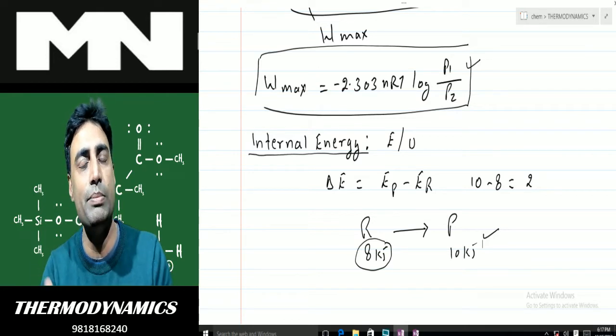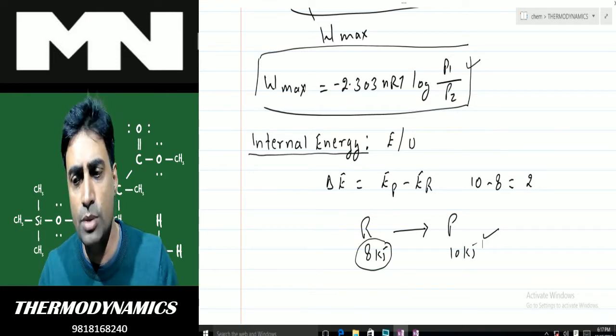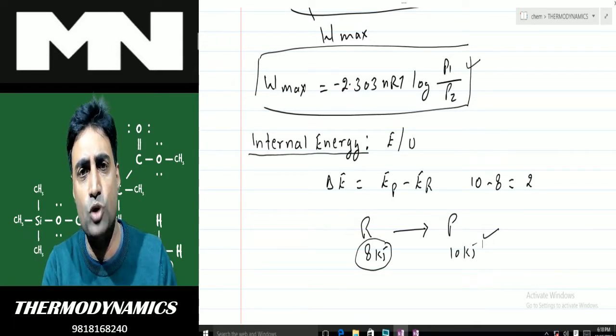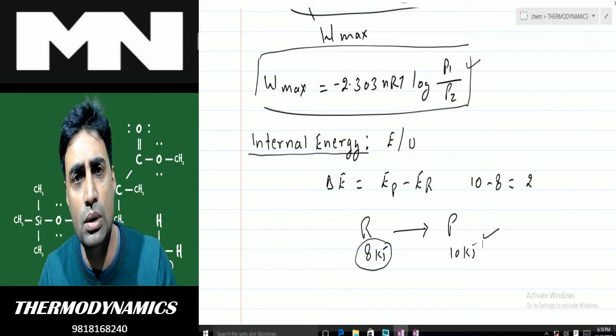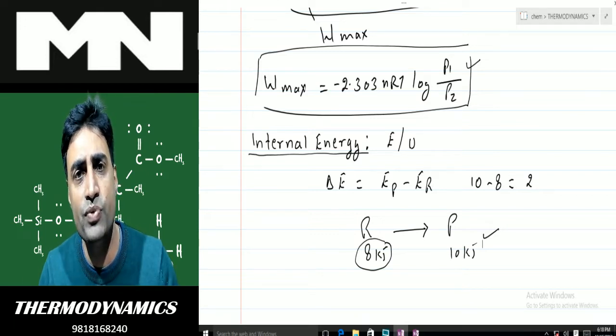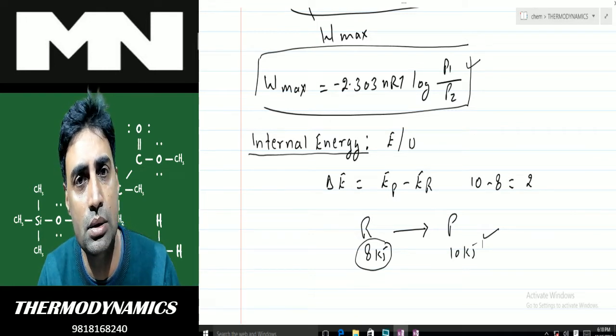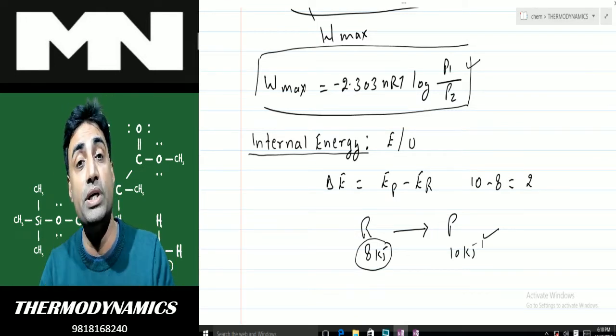That heat I can easily measure by calorimeter. Suppose I have got 10 grams of water and I am burning that coal by absorbing the heat which is given out by the coal. The temperature of water is increasing, and suppose it has increased by 10 degrees Celsius. That means 100 calories of energy is given out.